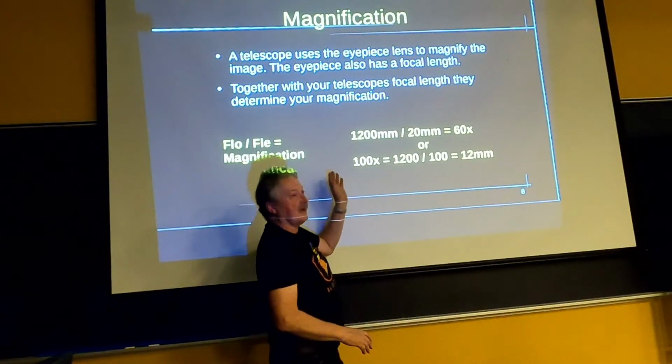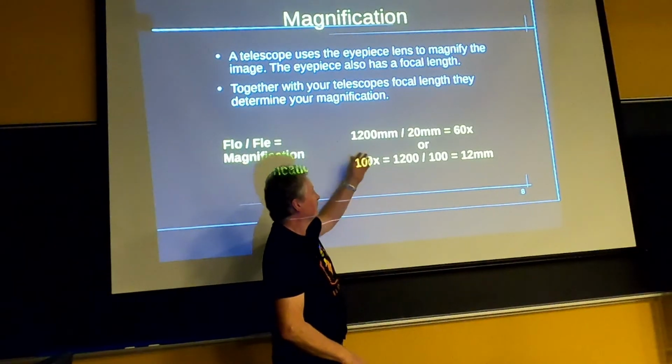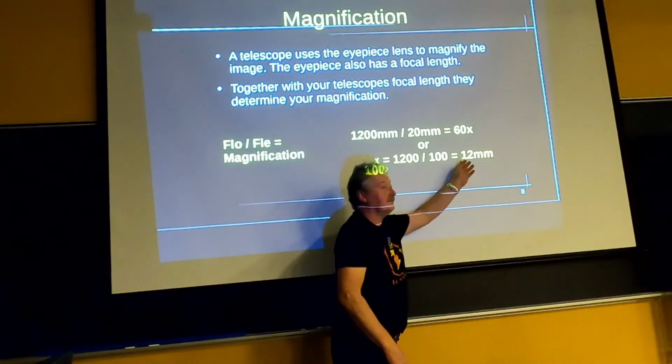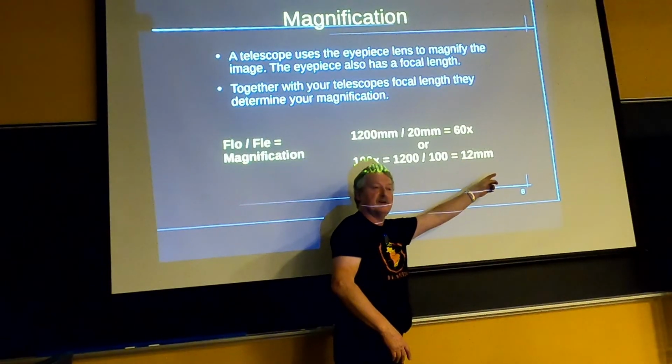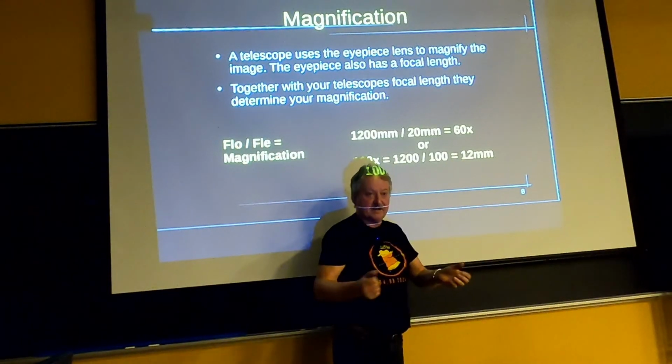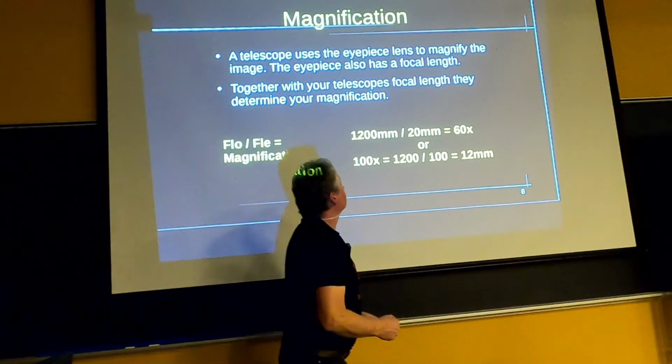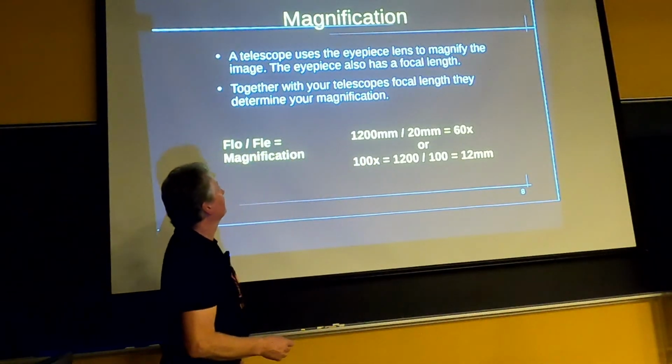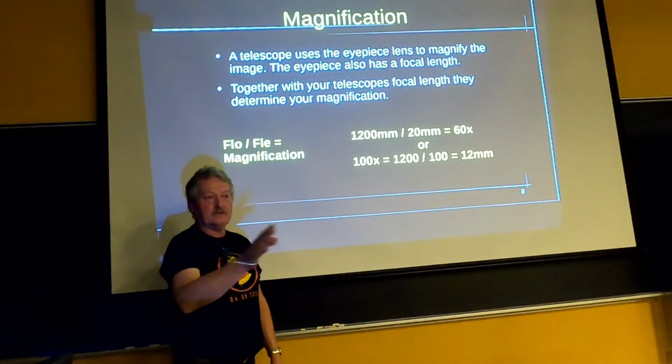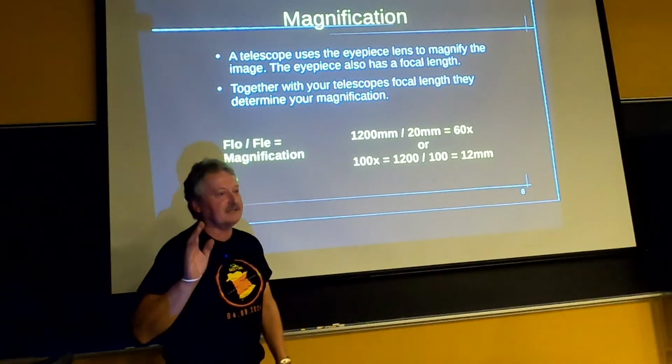But say you wanted 100. Well, that's fairly simple too. You just take your 1200 and divide it by the 100, and it tells you, go get your 12 millimeter eyepiece if you want to magnify it by 100 times. So that's fairly straightforward. Any questions? This is not meant to be a real technical talk.